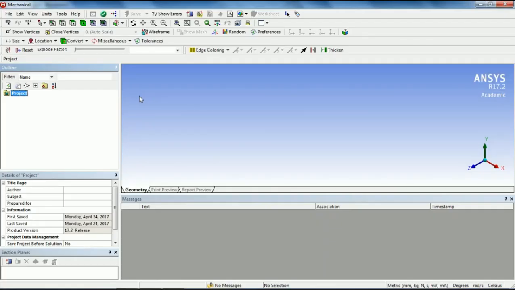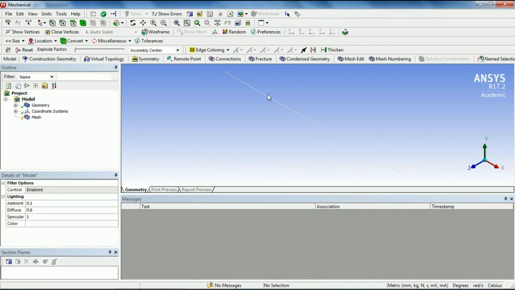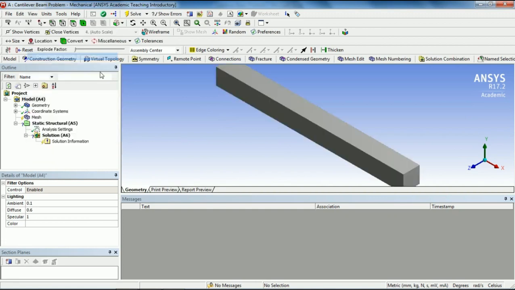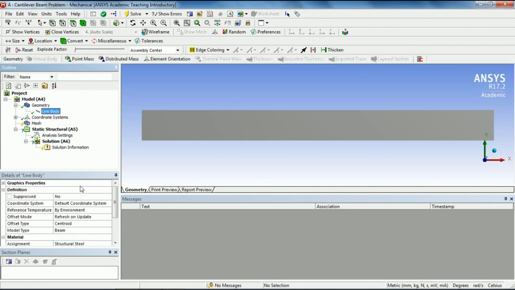Now this will take some time to attach our beam geometry to ANSYS Mechanical. So this will create the center line of the beam. Now in order to show the beam, go to View and select Cross Section Solid. So this is our square cross section of the beam. Now before getting along, since our material is steel, by default the material in ANSYS Workbench is structural steel.